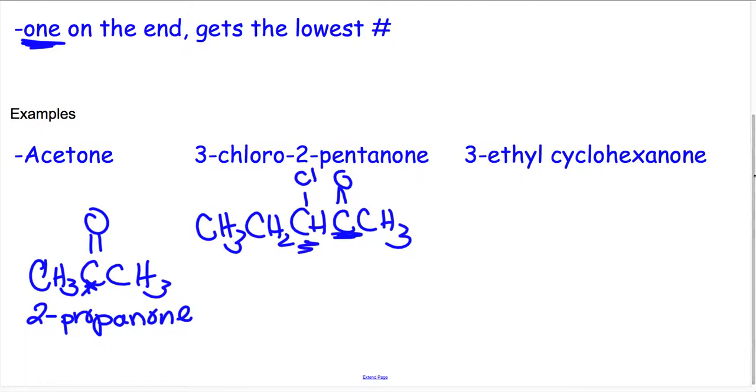If I have 3-ethylcyclohexanone, that means I have a cyclohexane, a 6-sided ring. I have the double bonded O there on the first one. Then I count 1, 2, 3, and I have my ethyl group of CH2, CH3.